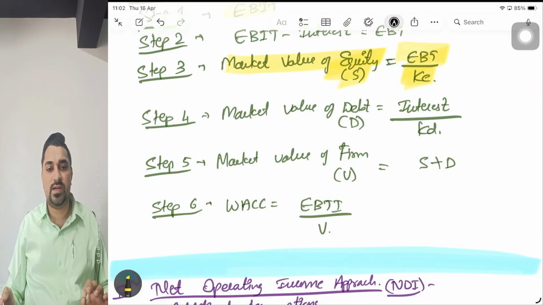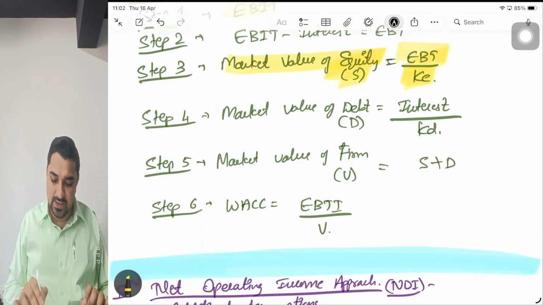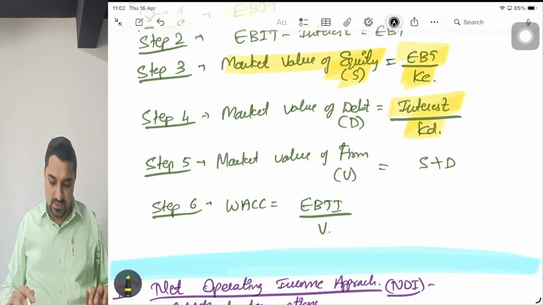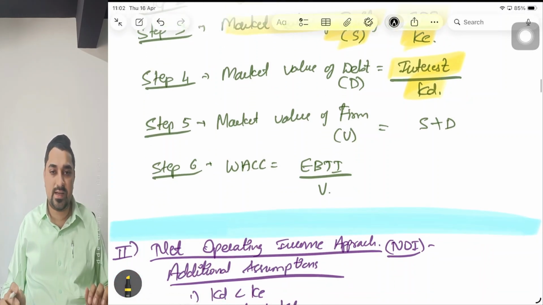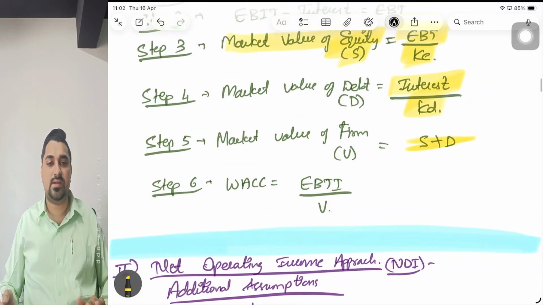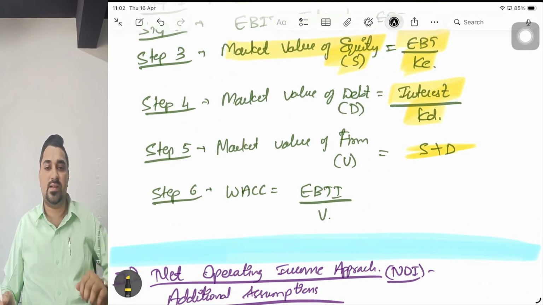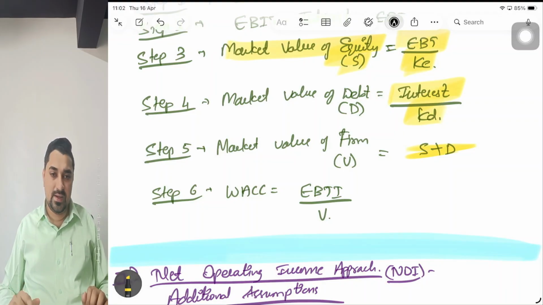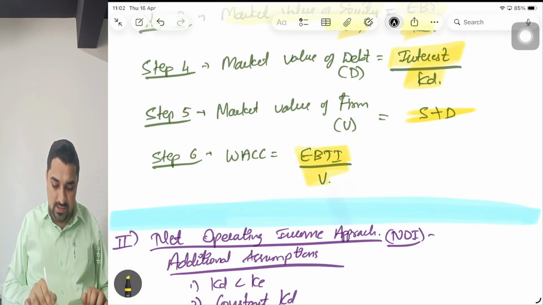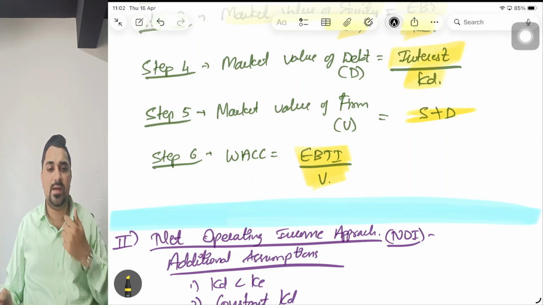Step 4, you need to determine value of debt. How do you determine value of debt? Interest divided by KD. Step 3, value of equity. Step 4, value of debt, interest divided by KD. Next, step number 5, value of firm. How will you get value of firm? Step 3 plus step 4, that is value of equity plus value of debt. Then last step, you will calculate WACC. How do you calculate WACC? EBIT divided by value of the firm.